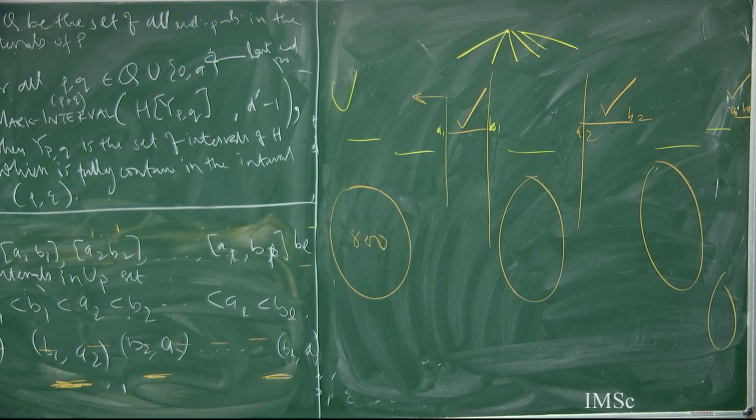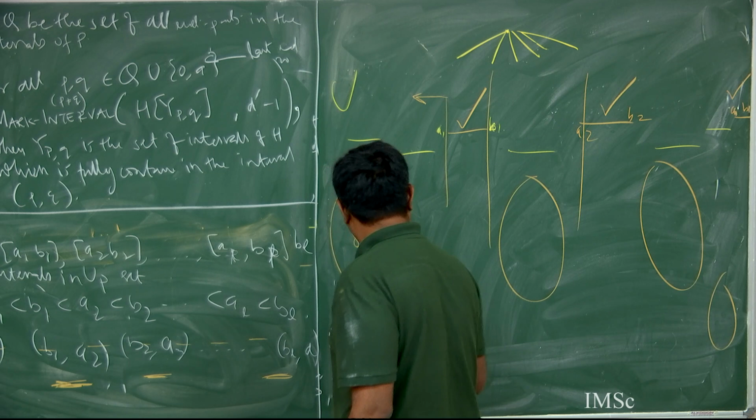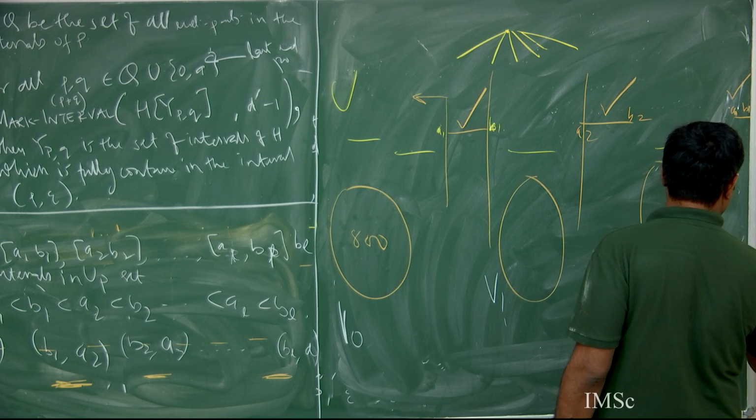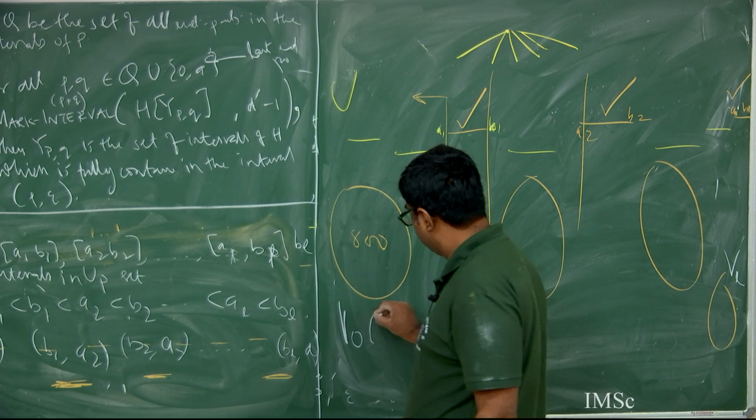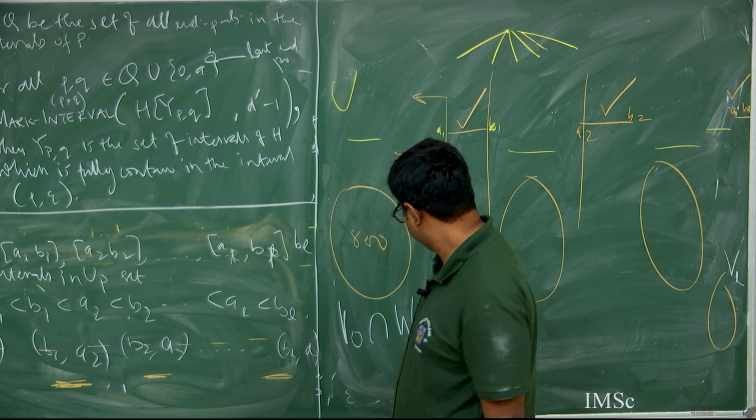Right? And what do we know? So now, by induction hypothesis, right? By induction hypothesis, what we will do is that, suppose let's call this V0, let's call this vertex set V1, and let's call this VL. Okay? Now let's look at V0 intersection W. There are some labels, right?